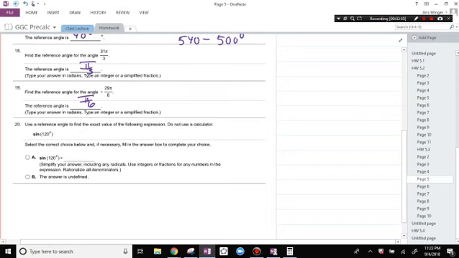The rest of these from the triangle is going to be use a reference angle to find the exact value of the following expression. Do not use a calculator. Sine of 120 degrees is the same as the sine of 60 degrees. That is going to be the square root of 3 over 2. That's directly from the circle.